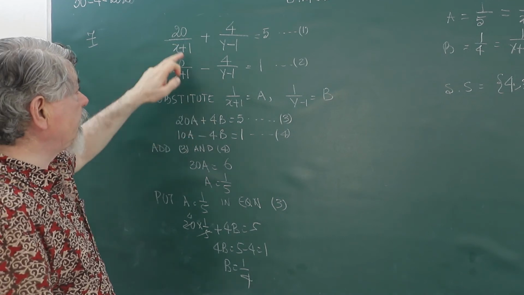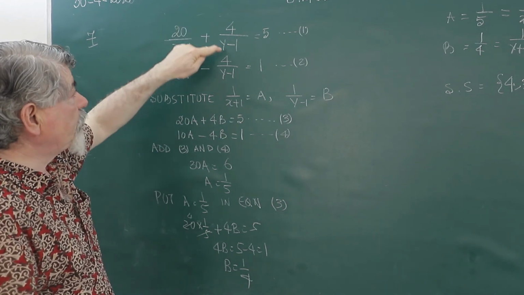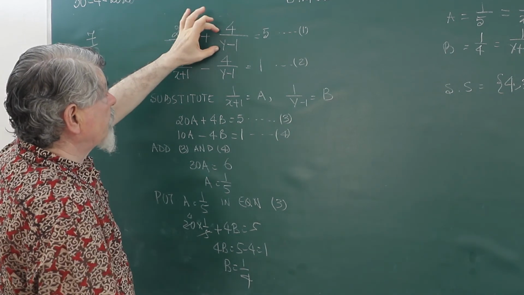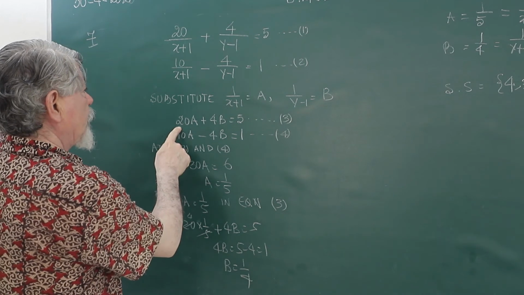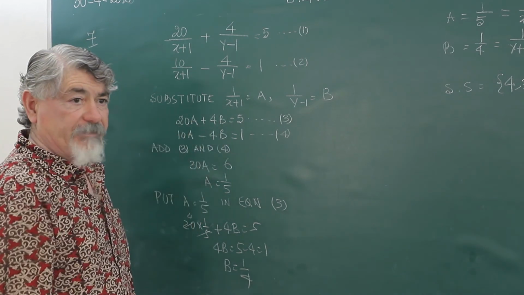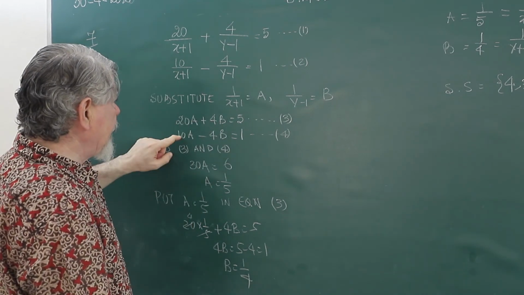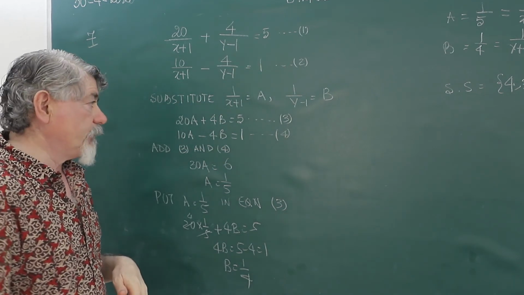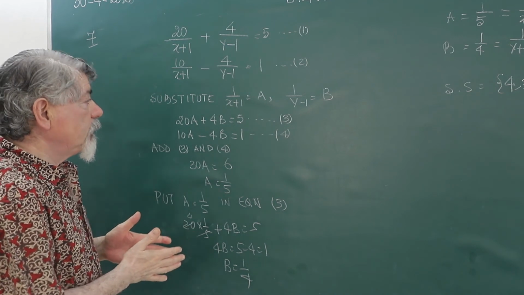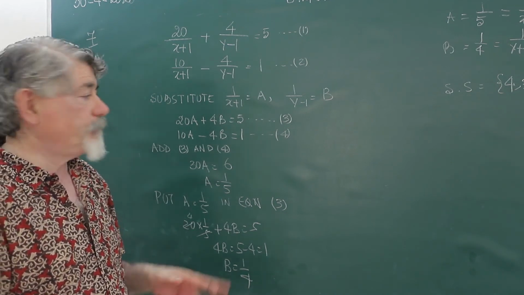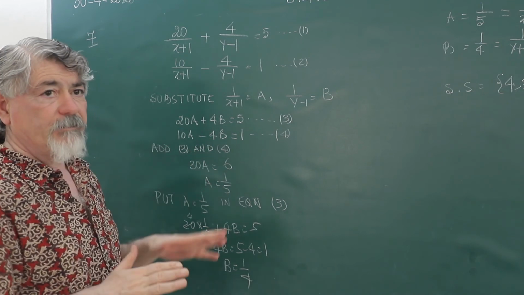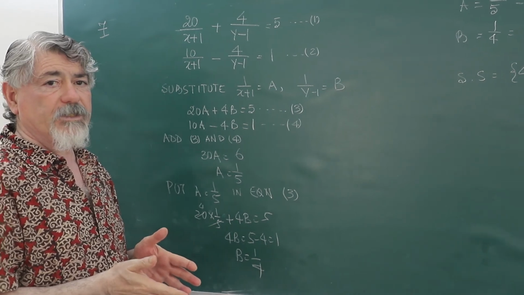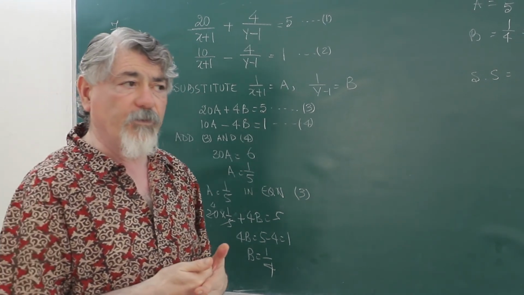Substitute 1 upon (x plus 1) as a, 1 upon (y minus 1) as b. It will become 20a plus 4b is equal to 5. It will become 10a minus 4b is equal to 1. These will become equations 3 and 4. In equations 3 and 4, the coefficients of b are already the same, 4, and both are of opposite sign. So what we are going to do is add both the equations to eliminate the term b.